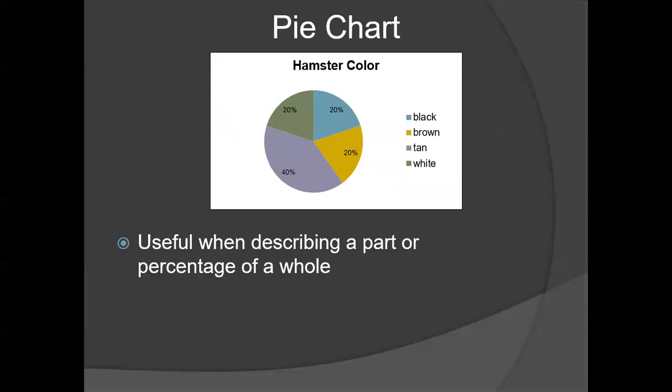The first graph type is the pie graph or pie chart. This is an appropriate graph to use when you describe parts or percentages of a whole population. For example, here we are looking at a total hamster population and splitting them into percentages of different colors.